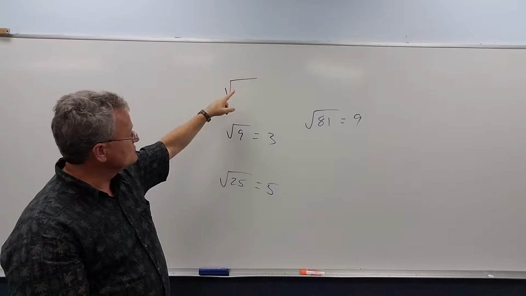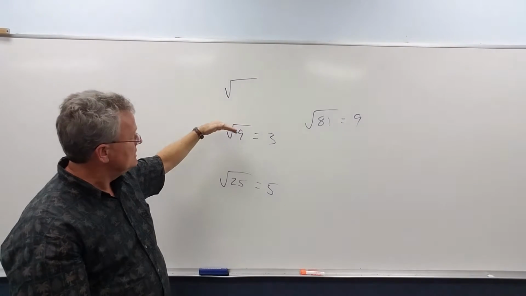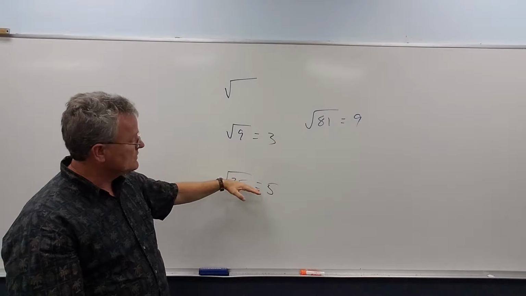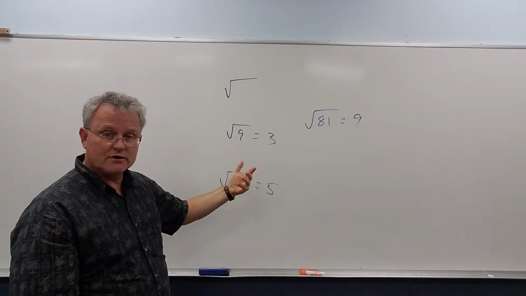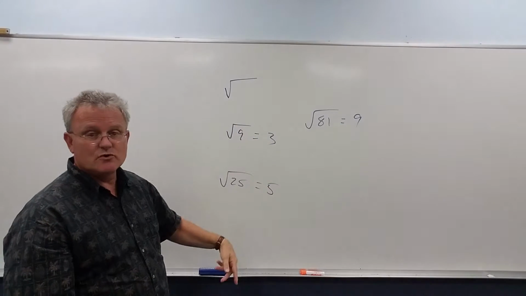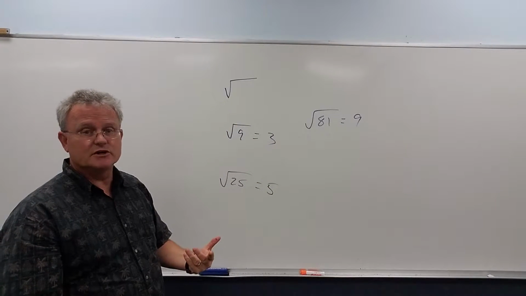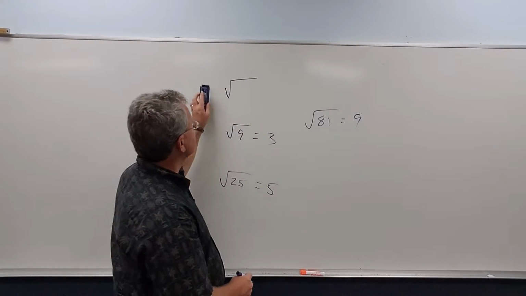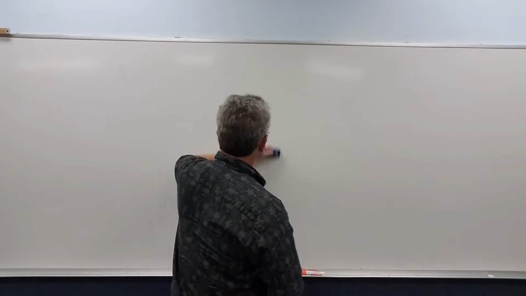The square root of 1 is 1, the square root of 4 is 2, the square root of 9 is 3, the square root of 16 is 4, 25 is 5, the square root of 36 is 6, and so on up to the square root of 100 is 10. So we should know those. Let me do a couple more examples.